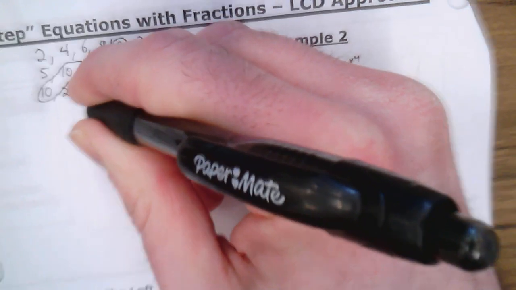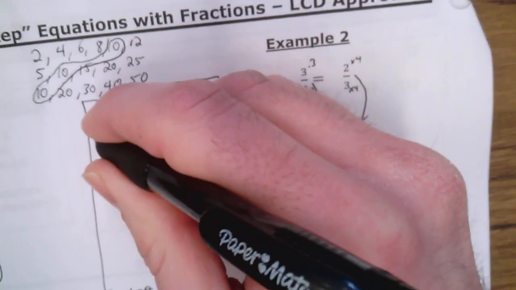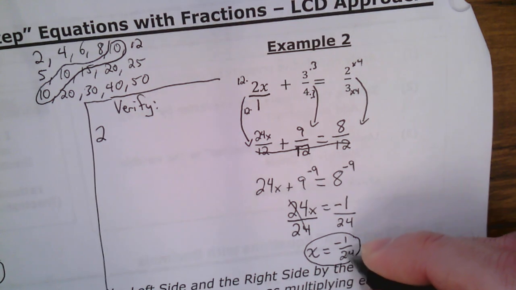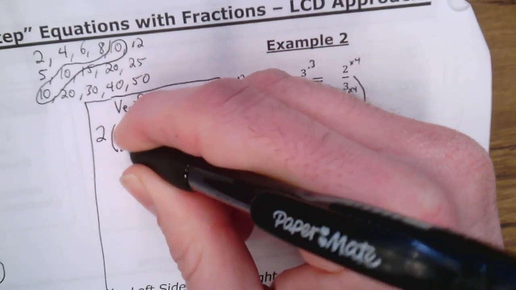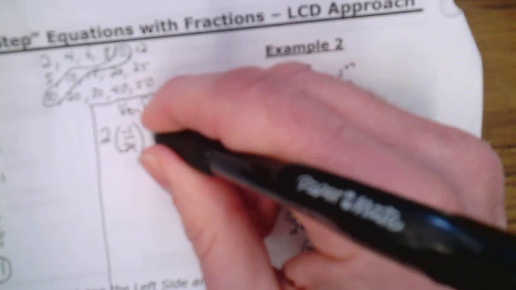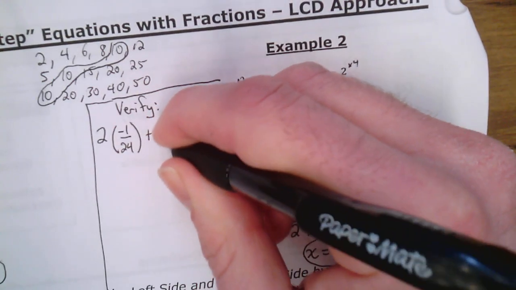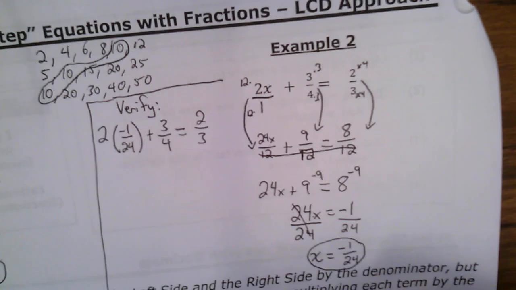Okay, I'm going to give myself some space here. I'm going to verify that I have the right answer. So I'm going to have 2, and I'm going to substitute in negative 1/24 for x, because my thought is that x equals negative 1/24, and I want to prove it. And then the rest of my equation, as you guys know, we write in exactly how it looks.